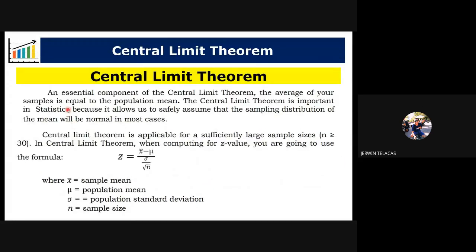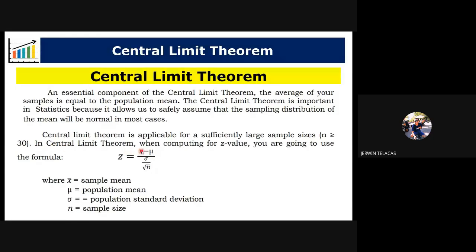Then, an essential component of this central limit theorem: the average of your sample is equal to the population mean. So that's what we said earlier. The central limit theorem is important in statistics. Why? Because it allows us to at least assume that the sampling distribution of the mean will be normal in most cases. So the central limit theorem is applicable for sufficiently large sample sizes. So the recommended, again, n should be greater than or equal to 30.